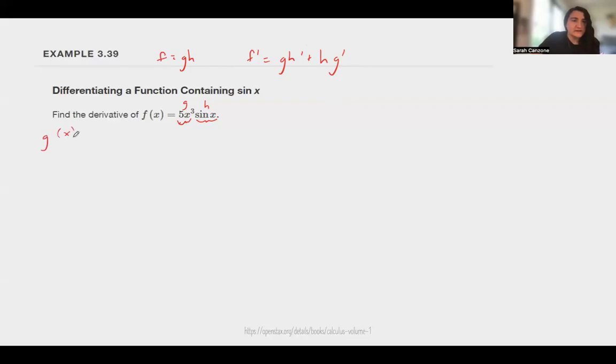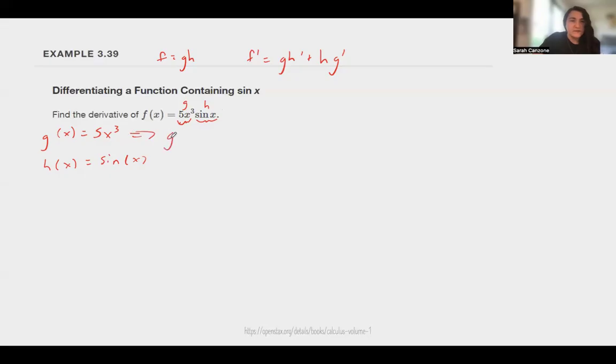So g of x is 5x cubed, and h of x is sine of x. And I do typically like to put parentheses around the x so that we're not mistakenly combining the x with whatever's next to it if there's anything next to it. Right here it's clear because it's just a period, but if there's anything next to it, sometimes it's a little bit harder. All right, now let's go ahead and take the derivative.